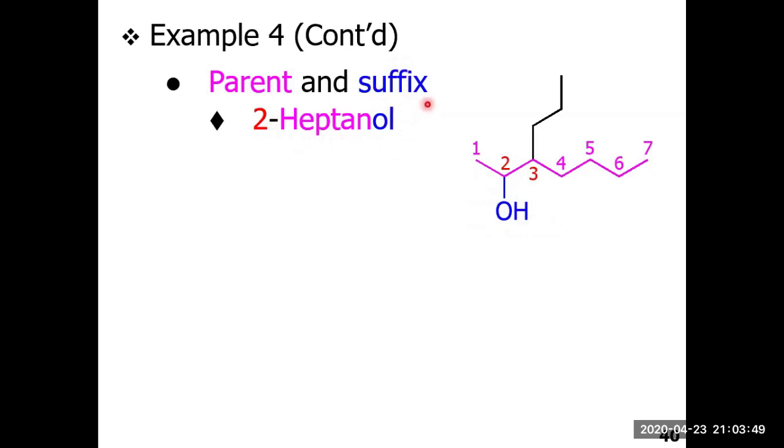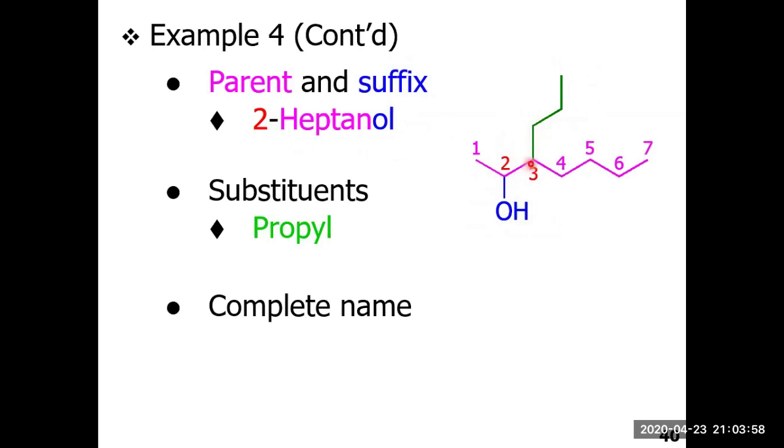How about the substituent? This is a propyl group. And where is it located? It is at carbon number 3. So the complete name becomes 3-propyl-2-heptanol.